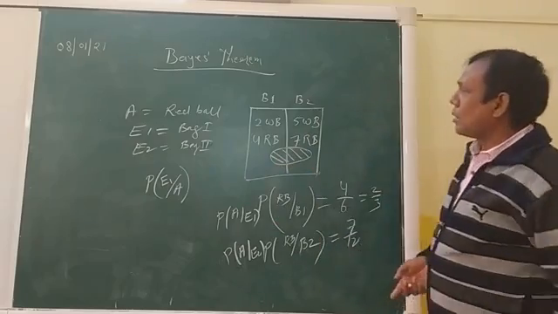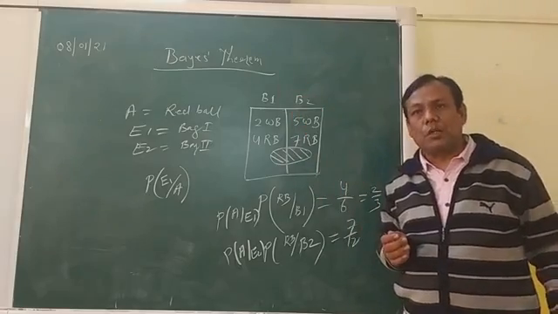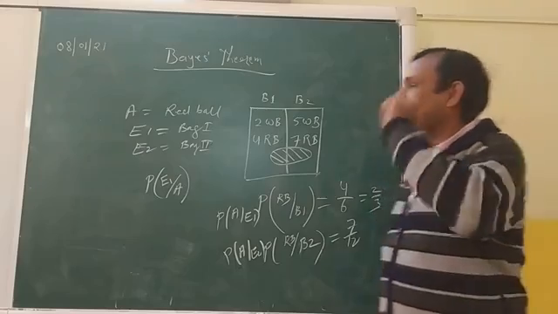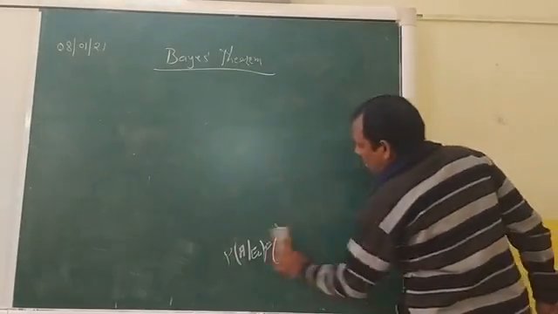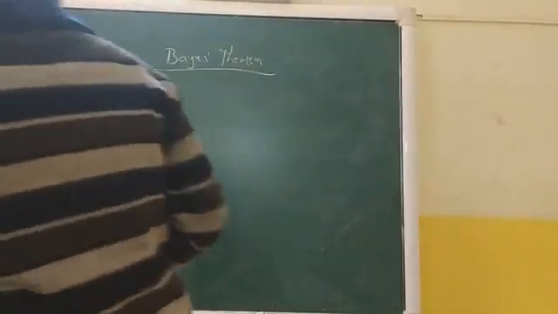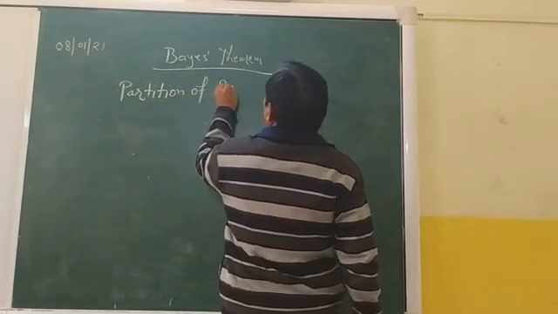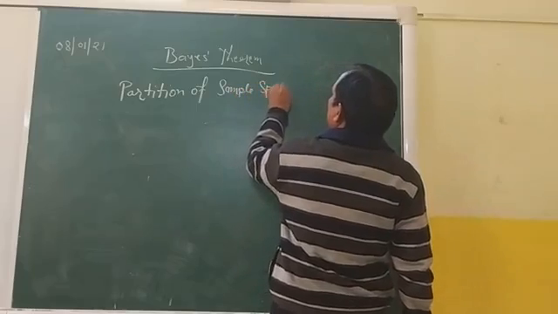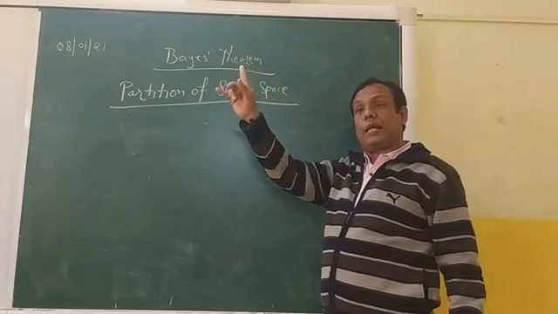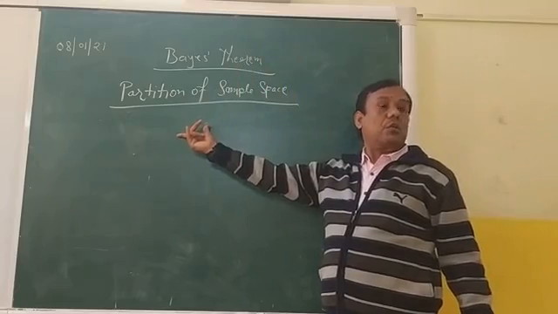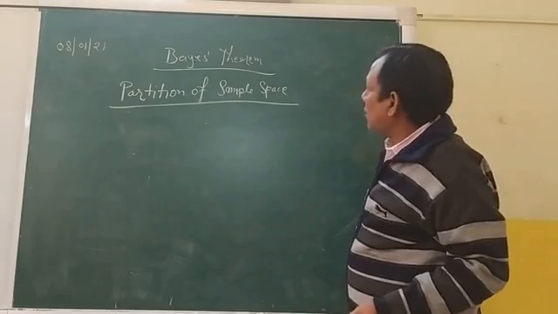Got it or not? So see, before going to Bayes theorem, there are some basic things directly associated with it, which I am going to describe first. The first thing we will go through is partition of sample space. If you start Bayes theorem directly, don't. Never study Bayes theorem directly. First you have to understand what is partition of sample space. So first I am going to write about what a partition of sample space is.